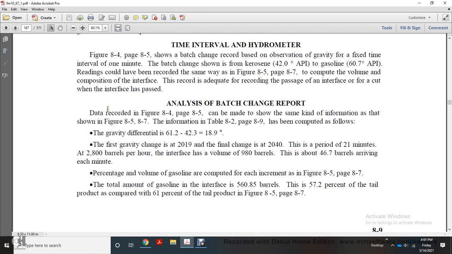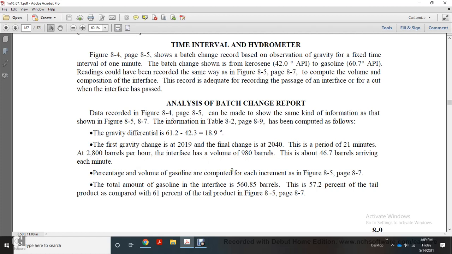Analysis of the batch change report. Data recorded on figure 84, page 85, can be made into the same kind of information shown in figure 85, page 87. Information in table 8-2, page 89, has been computed as follows. The gravity differential is 61.2 minus 42.3, or 18.9 degrees. The first gravity change is at 20:19 and the final change at 20:40. This period of 21 minutes at 2,800 barrels per hour gives an interface volume of 980 barrels. This is about 46.7 barrels arriving each minute.